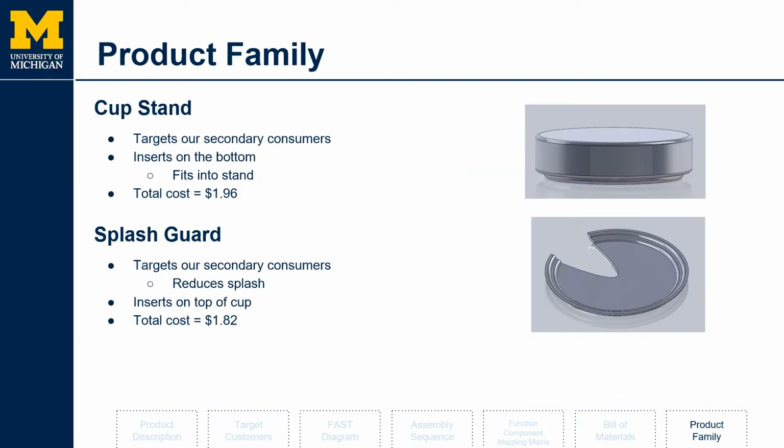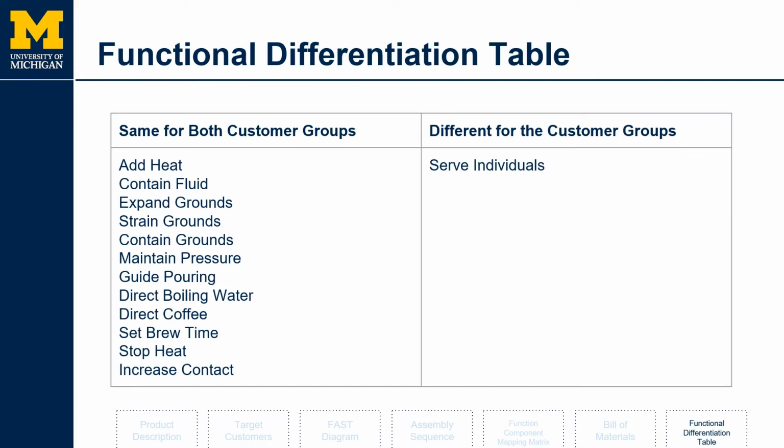in the project. Our product family's design focuses on our secondary consumers and includes a cup stand and splash guard, both of which are made of thermoplastic and made by injection molding. The cup stand has a slide fit interface, and total cost is $1.96, while the splash guard is simply placed on top of a single serve cup, and total cost of $1.82. The only functional difference between the two groups is the allowance of individual servings for the secondary customer group.